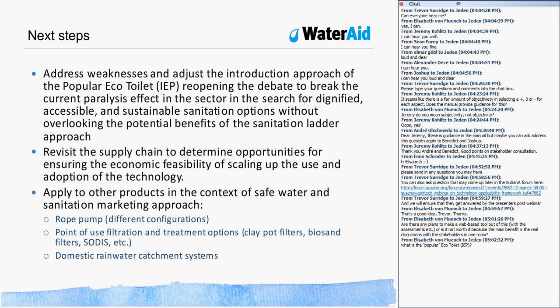We're revisiting the supply chain to determine the opportunities for ensuring the economic feasibility of scaling up and the packaging of the technology, and we intend to apply the approach and the methodology to other products that form part of the context of the water and sanitation marketing approach. So rope pumps are a highly used technology in Nicaragua, but again, contextualizing that, the real scalability in this remote region is an issue, and for other technologies we think this approach is an excellent way to engage the stakeholders across the board. So those are the next steps that we plan to take here.